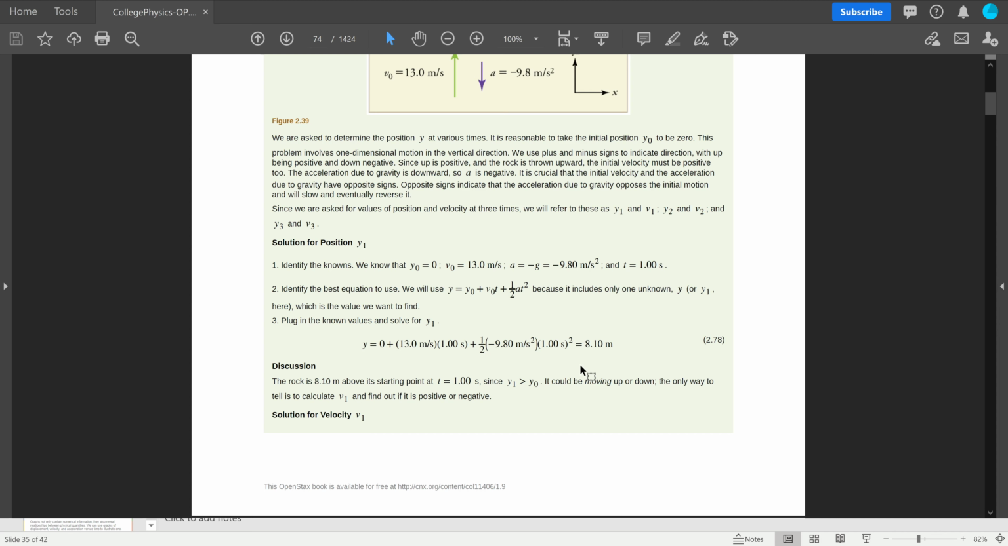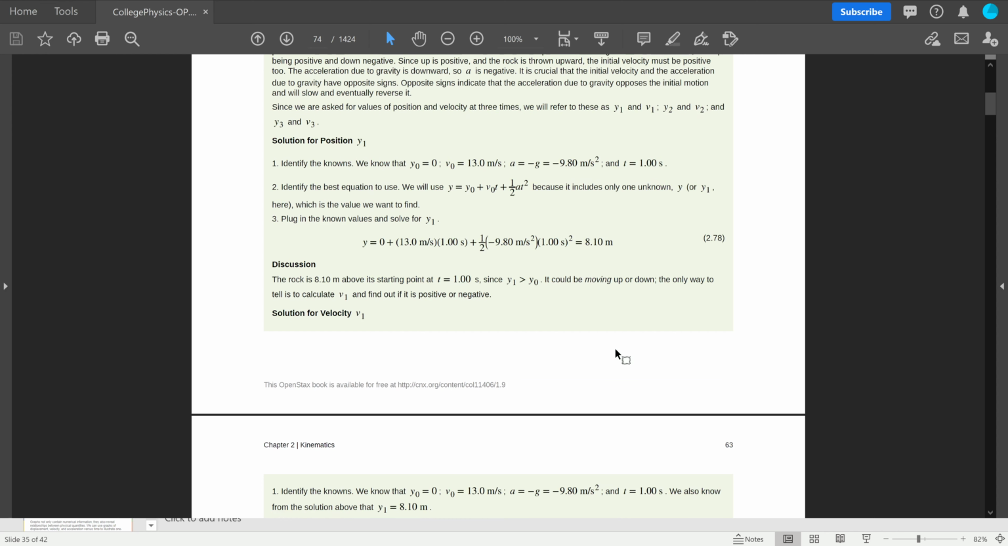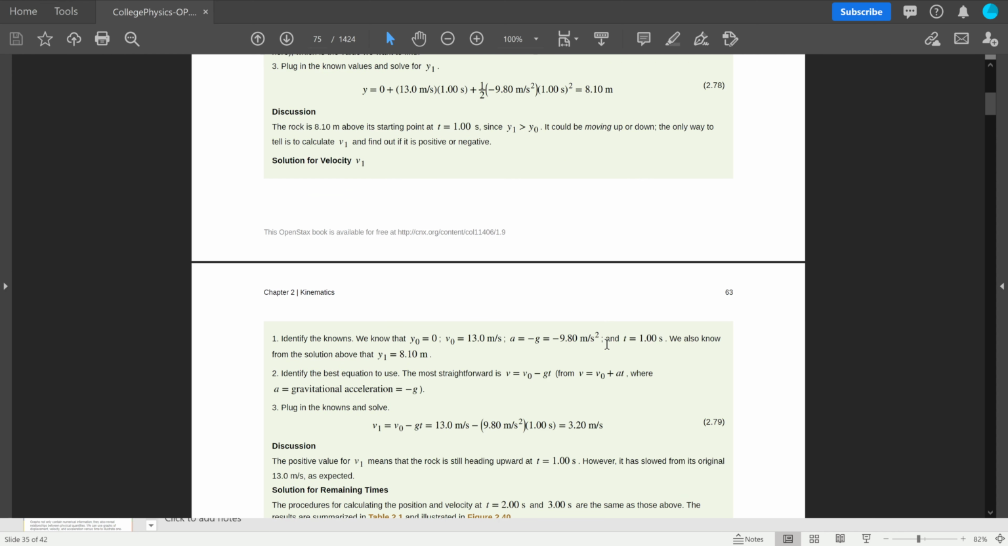So here you simply plug in all your numbers with this equation: y equals y naught plus v naught t plus 1/2 a t squared. We know that initially it is at 0. We know our initial velocity. We know our second, plus 1/2 times negative 9.8, because it's going against gravity, and our second again squared. That gives us 8.1 meters. So that's after 1 second, that is where this object is.